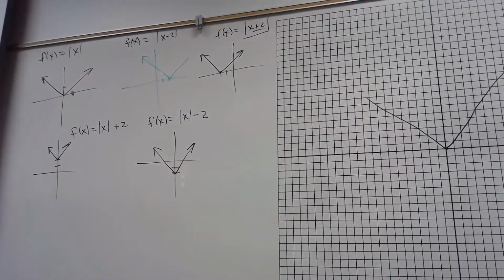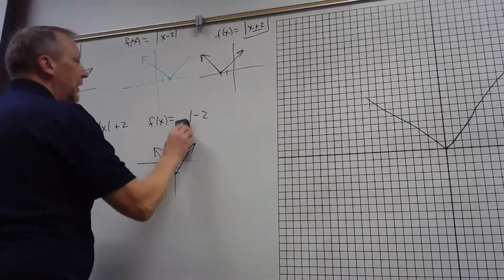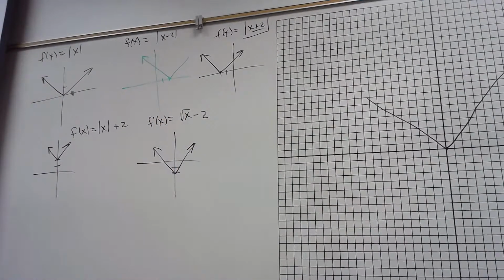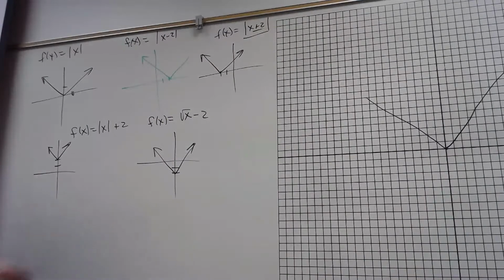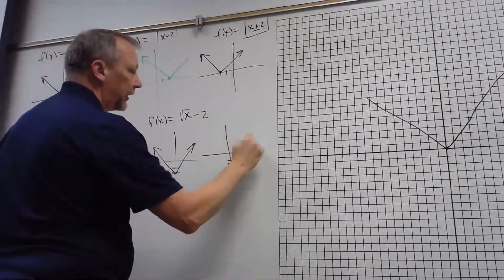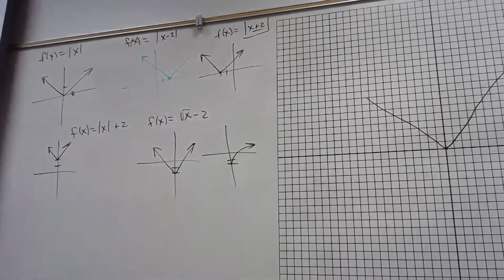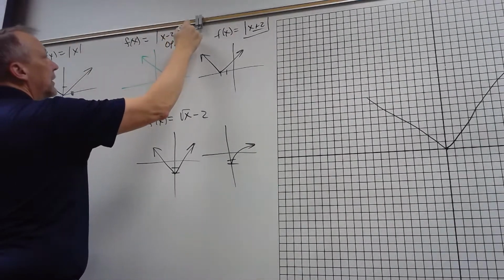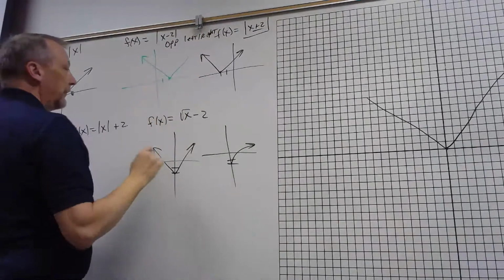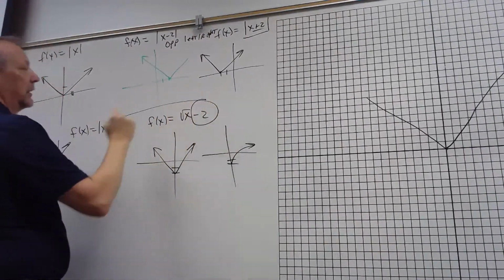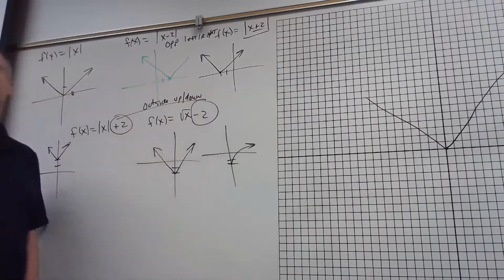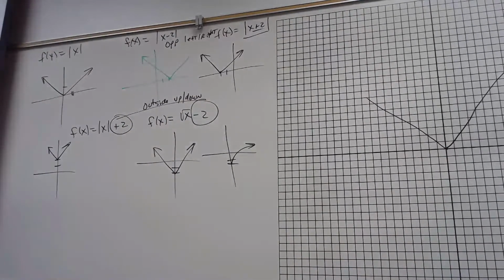Works with all functions. If I said, instead of absolute value of x minus 2, the square root of x minus 2, like that, it still moves it down 2. Now I've got a curve. It looks like that. Works with everything. So remember, if it's in the parentheses, it moves it in the opposite direction, left or right. If it's outside the parentheses, it moves it up or down in the same direction. Does that make sense?